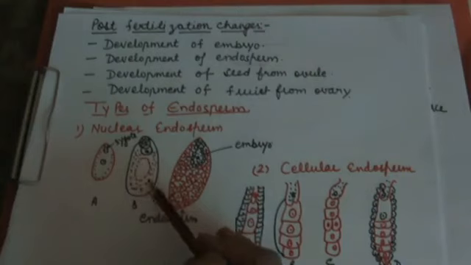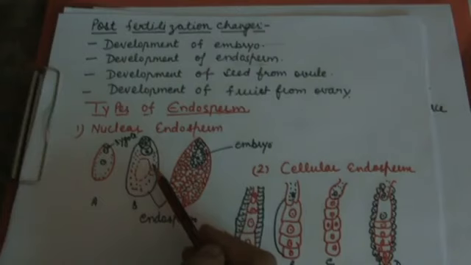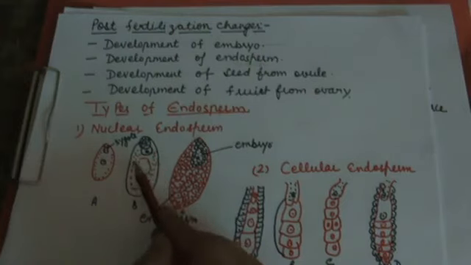Here a large number of nuclei are formed. A big central vacuole develops in the embryo sac, pushing all the nuclei towards the periphery. These free nuclei come to lie between the embryo sac wall and the vacuolar membrane. This is the vacuolar membrane, this is the embryo sac wall, and they all lie in between this area.